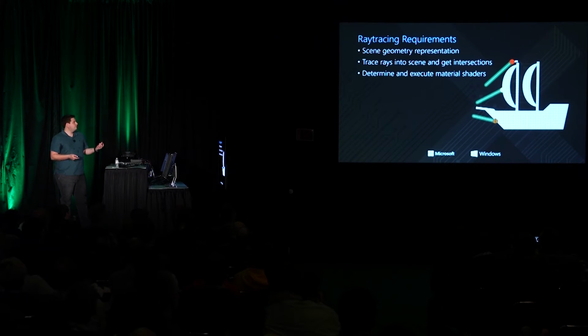So we've gone over all the various pieces of how DXR solves problems with ray tracing. So we have a scene geometry representation through acceleration structures. We can trace rays into the scene and get the intersections through dispatch rays and the trace ray intrinsic. And we can determine and execute material shaders using shader tables and state objects.